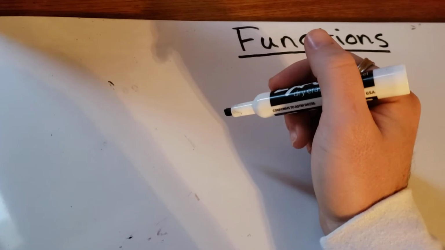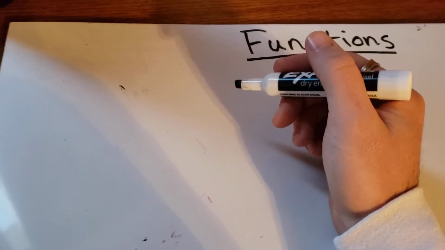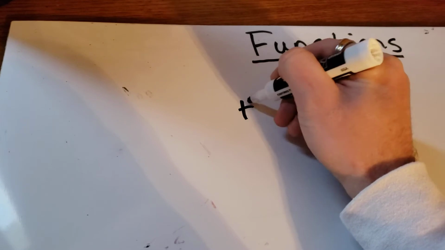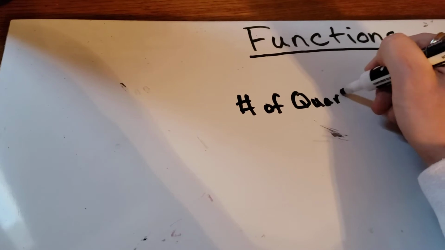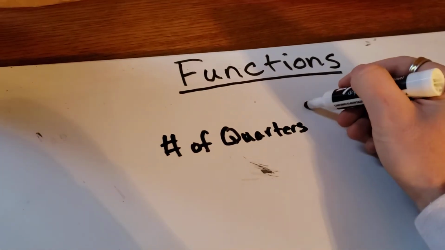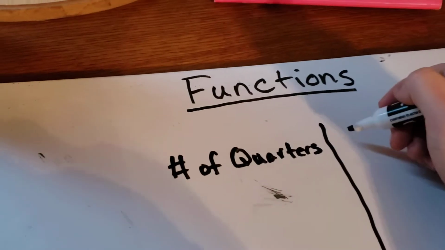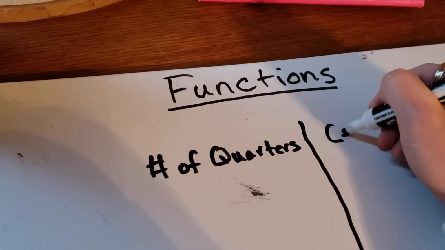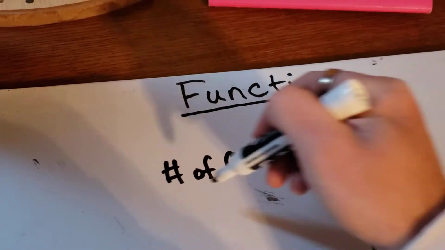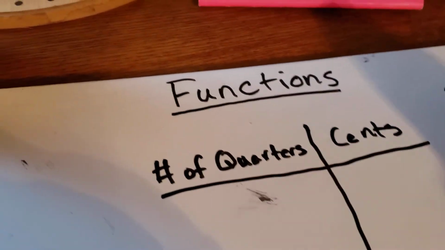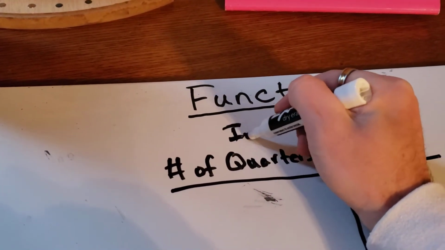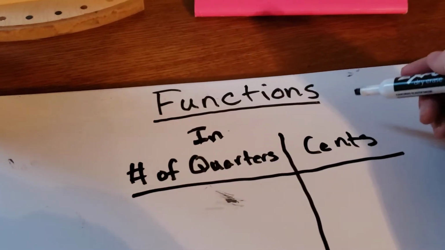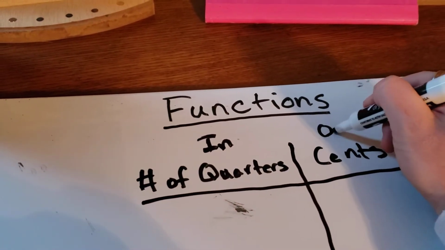Let's try to look at the relationship between the number of quarters that you have and the corresponding number of cents that you have. So if we're looking at this as an in-out table, the number of quarters would be our input. We do something to that to get the number of cents. That would be our output.